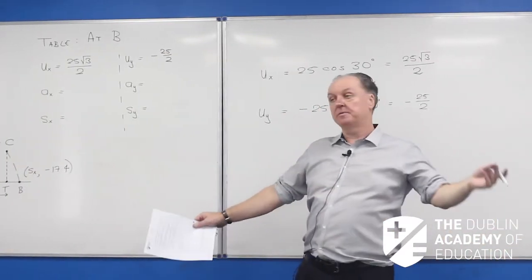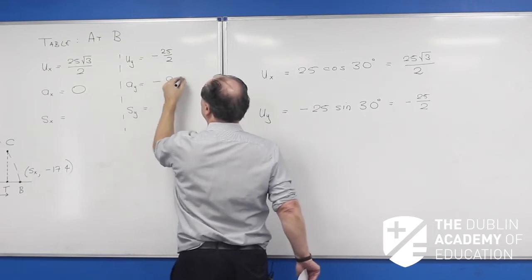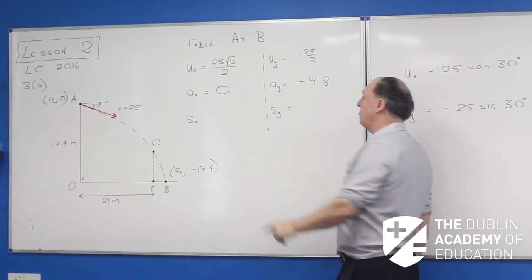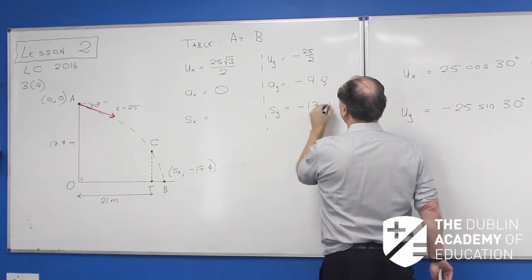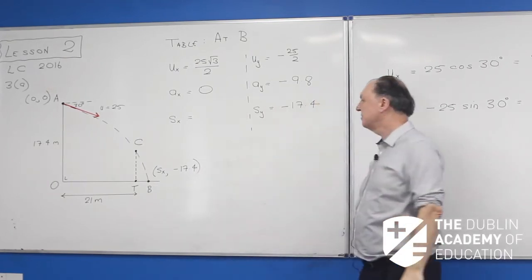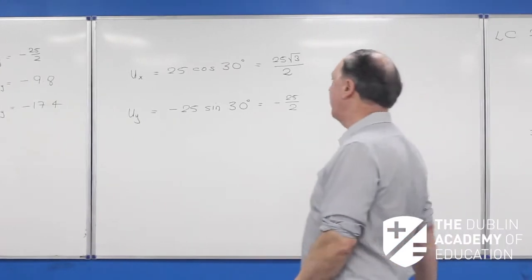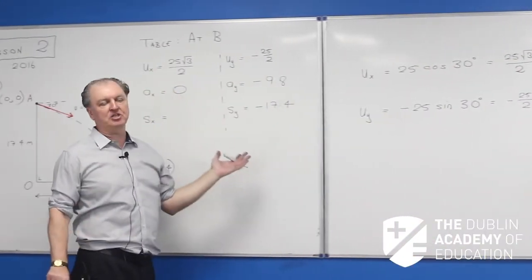AX and AY, always the same, aren't they? We're talking about B. What's SX? Don't know. What's SY? Minus 17.4. So they're asking me to find the time. Well, have a look at it. On the Y side, you have full information.